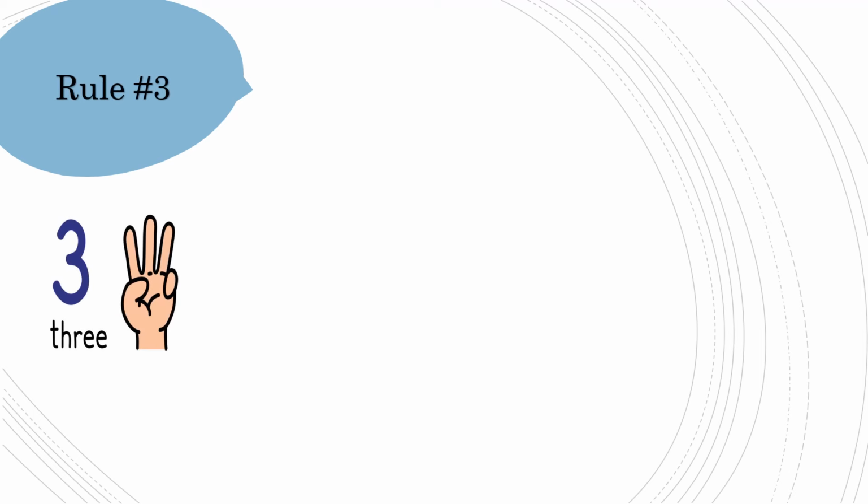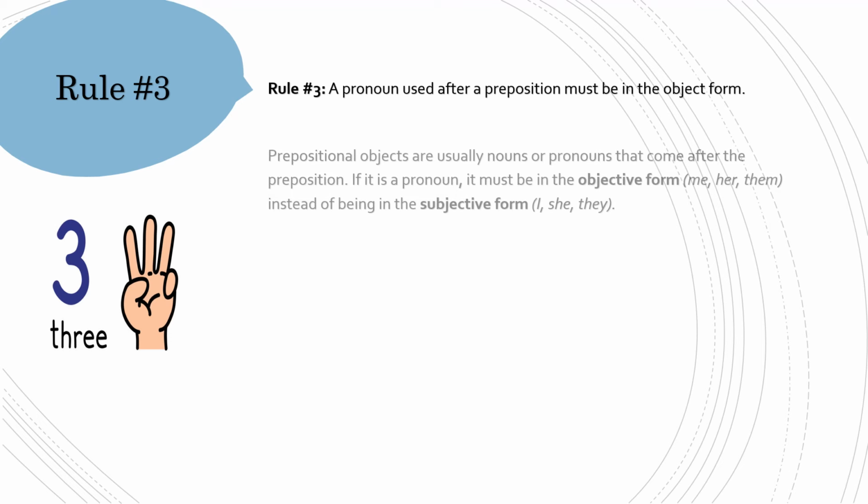Rule number 3, a pronoun used after a preposition must be in the object form. Prepositional objects are usually nouns or pronouns that come after the preposition. If it is a pronoun, it must be in the objective form: me, her, them, instead of being in the subjective form: I, she, they.